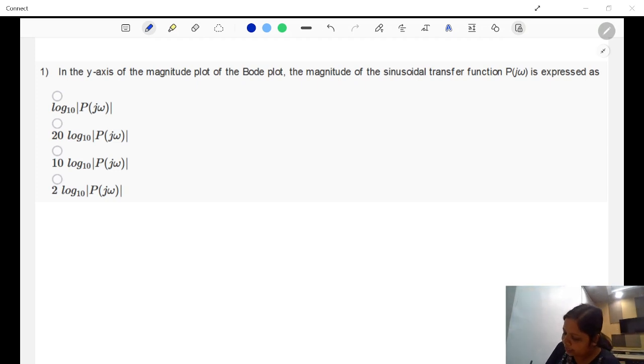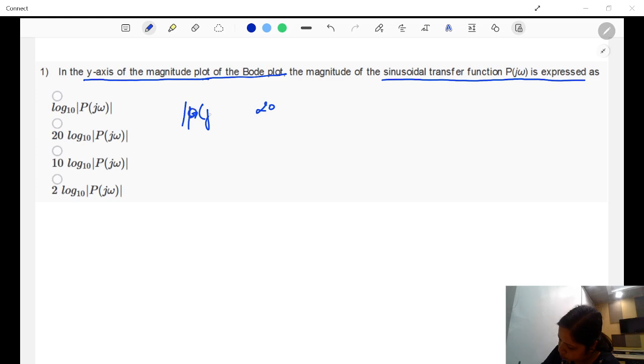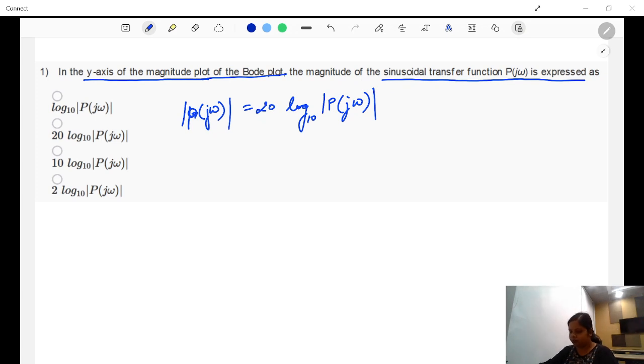But yeah, in the y-axis of the magnitude plot of the Bode plot, the y-axis means the magnitude part. The magnitude of the sinusoidal transfer function P(j omega) is expressed as: we read that P of j omega magnitude is 20 log of |P(j omega)| to base 10, right? So your answer is this.